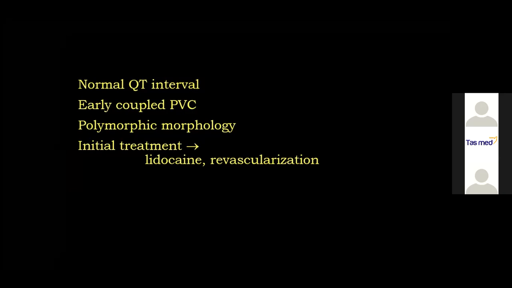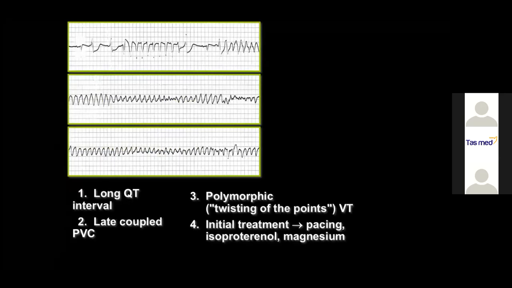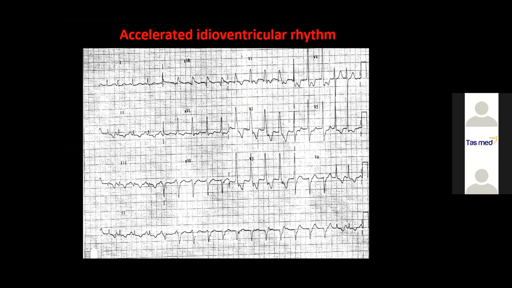This polymorphic VT is distinct from torsade, which is seen with long QT. It is associated with normal QT interval. It is associated with early coupled PVCs, and the treatment is lidocaine and revascularization. While the VT which is associated with long QT interval is called torsade, and it is associated with late coupled PVCs, a prolonged QT interval, and the initial treatment is pacing, isoproterenol, and magnesium.